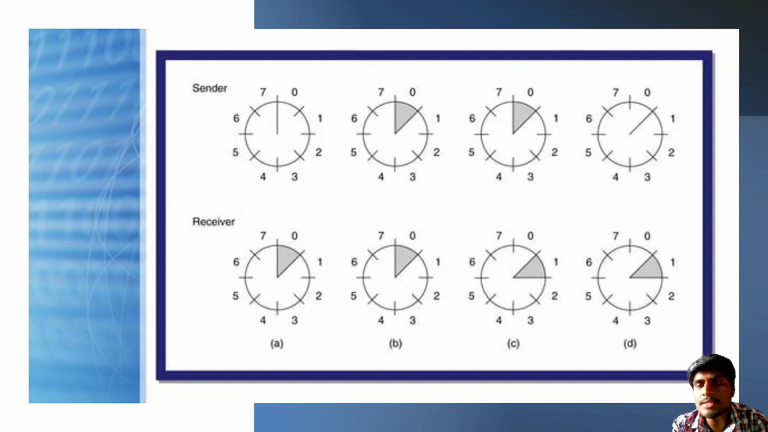In the next stage, the sender sends the next data, data 1. The receiver receives the data 1, and in the next stage it is ready for the next data, and the process goes on like this.